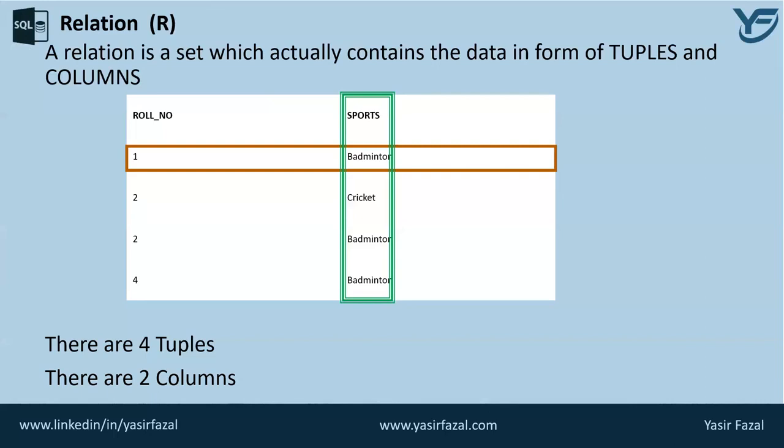Whenever you need to talk about the cardinality of a relation, it means the number of tuples multiplied by the number of columns, which right now is 4 multiplied by 2, which is 8. So this is basically the cardinality of the relation. I hope you have understood the concept of the relation through this video.